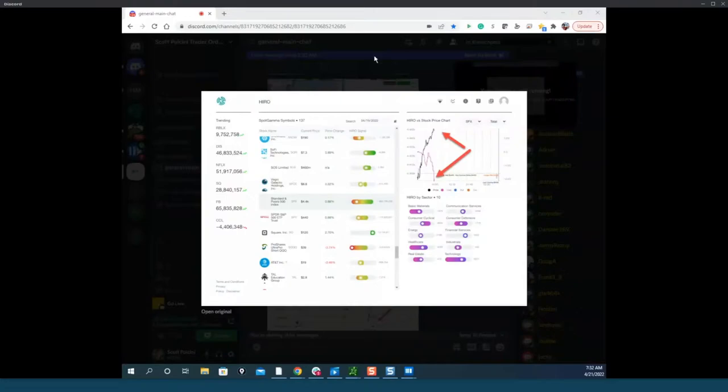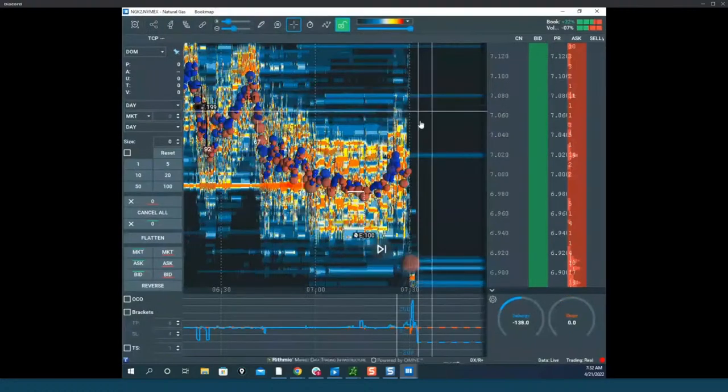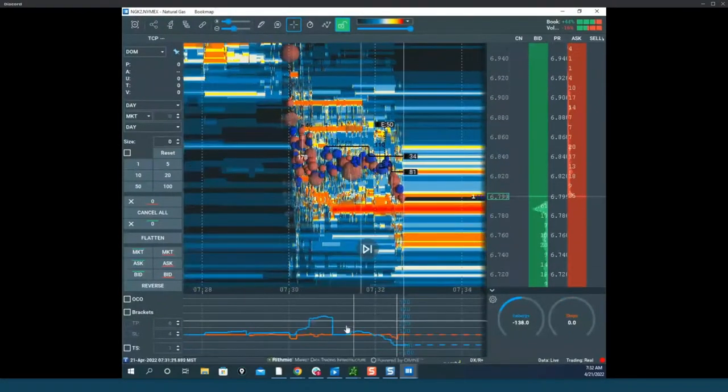So Bookmap has this as well, this real-time hero, but I use the spot gamma on the website just because it frees up my Bookmap memory stuff. Let's see what's going on here. All right, this is definitely tradable.